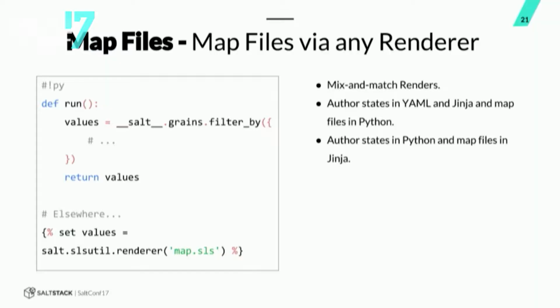Let's see. So we've already talked about how you can use the SLSutil renderer function to write a map file in any language, or in any renderer, and that's what this looks like, right? So the Pi renderer has a function in it that returns something, right? And that something's going to be the contents of the state. And so this is a good way to mix and match, right? If you wanted to do something crazy in Python and import that into JINJA, it would just look like this, right? You do the grains filter by exactly as you did before, or whatever else you needed to do. But now you're doing it in Python, and so you have access to all of that.